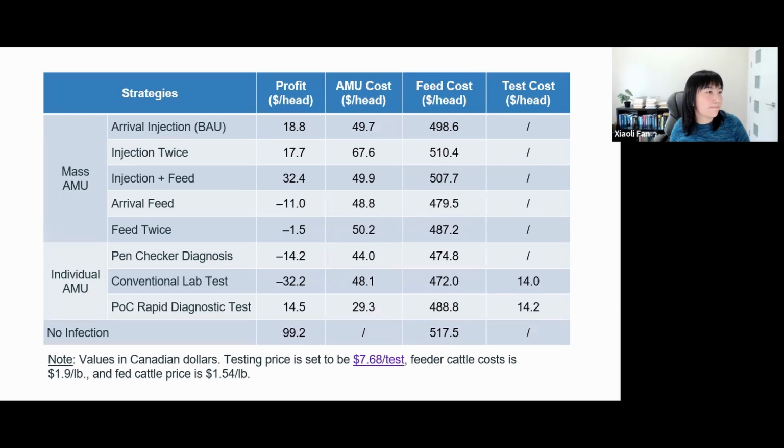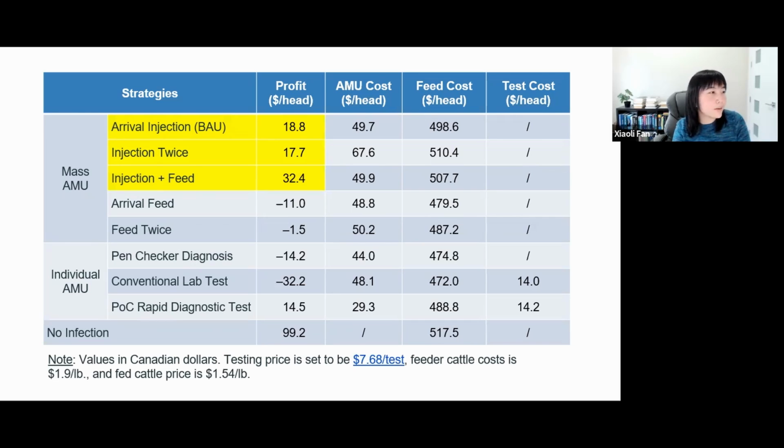For the 9 strategies we study, I have here the profit, the antimicrobial cost, the feed cost, and the test cost. And the first 3 that I highlighted here are the mass injection, or these are kind of the metaphylaxis ones. I call the arrival injection the business as usual, BAU.